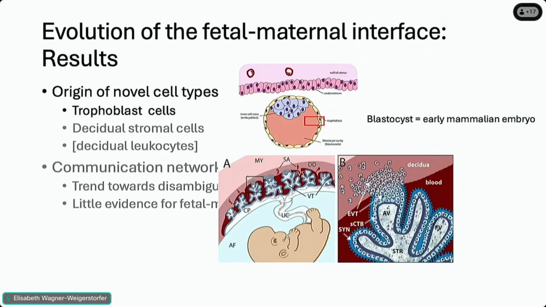Okay, so first let's talk about trophoblast cells. Trophoblast cells are the outer layer of the blastocyst or the embryo and the fetus, where it contacts the mother, and it continues to be the cover over the placenta, the cells that are in direct contact with the mother.